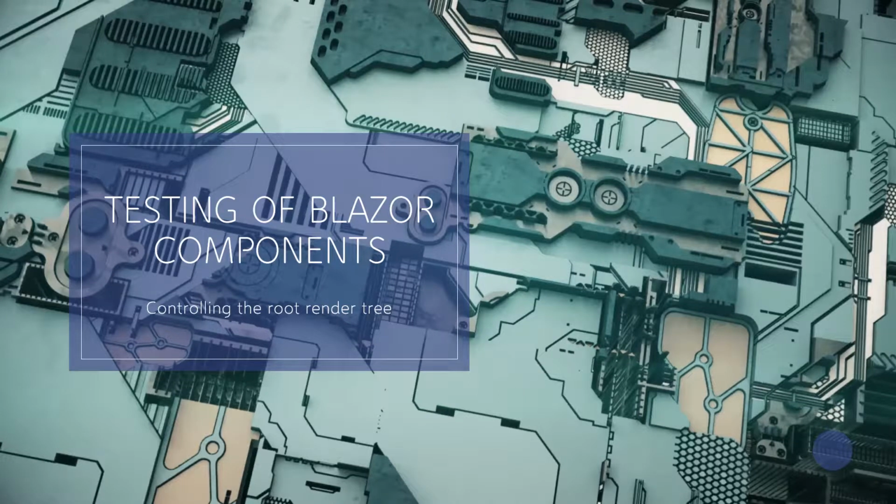Welcome everyone. In this tutorial, I am going to take the testing of Blazor components with bUnit further, and I will be controlling the root render tree. Some unit tests I will be carrying out on the root render tree. In this tutorial, I strongly suggest that you go through my first tutorial of the series, which was testing ASP.NET 5 Blazor counter component using bUnit package of Xunit framework.